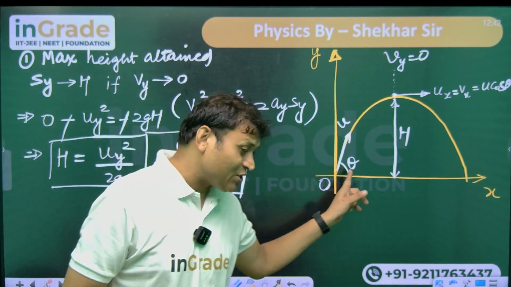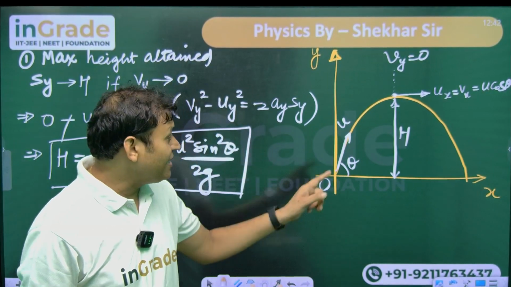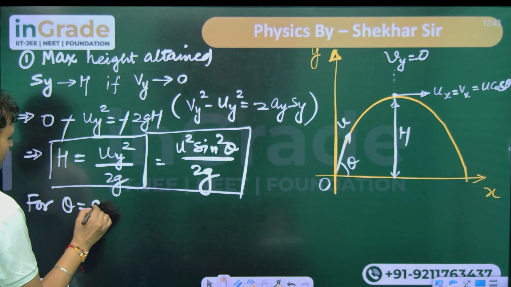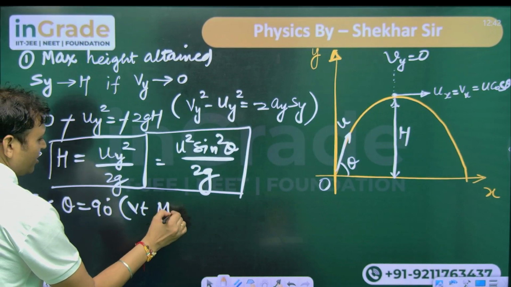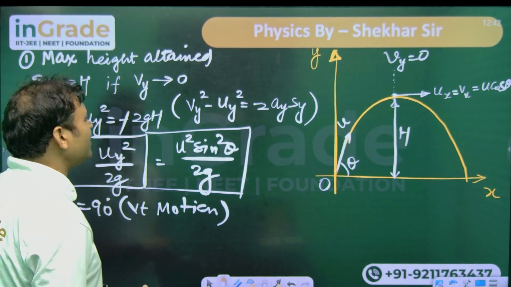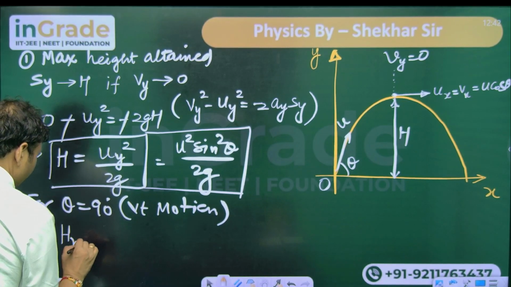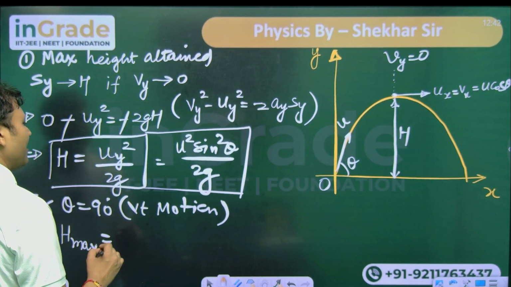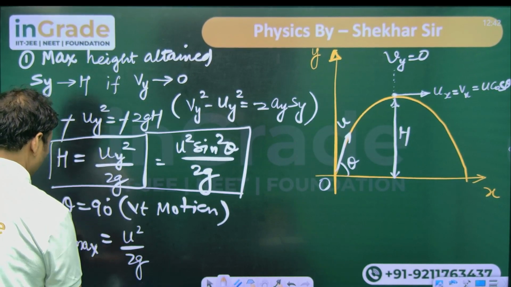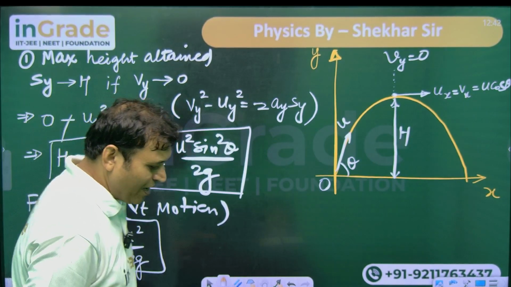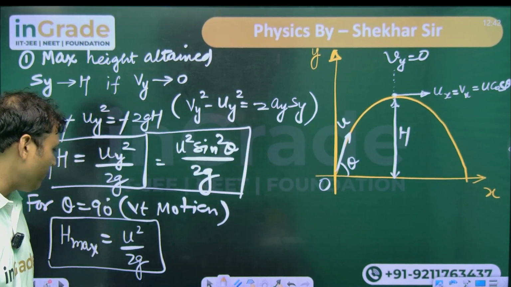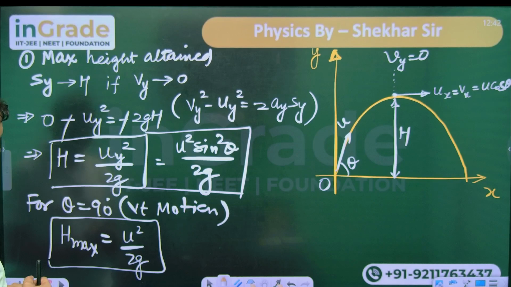When the particle is thrown in such a way that it is making an angle of 90 degree, for theta equal to 90 degree, it is vertical motion. There is no horizontal component of motion. So when theta is equal to 90 degree, sine theta is equal to 1. So we can say h will have its maximum value when the particle is thrown in vertical direction, that is u square by 2g. That is what we have got when we analyzed one dimensional motion under gravity, vertical motion under gravity, u square by 2g, right?